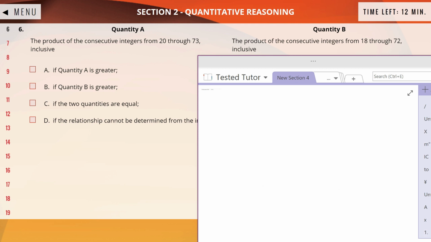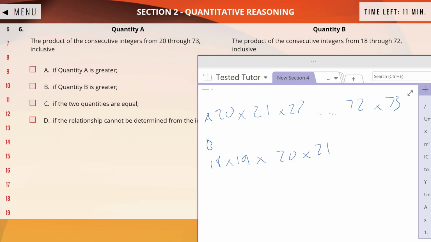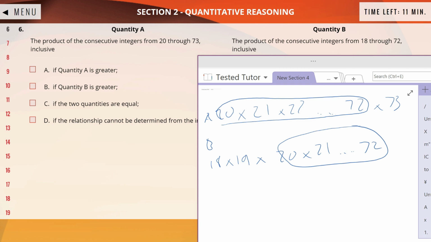Seems really hard, but it shouldn't be because these two have massive overlap, right? Quantity A is 20 times 21 times 22 all the way up to 72 times 73. That's quantity A. Quantity B is basically the same thing, right? It's just 18 times 19 times 20 times 21 all the way up to 72. So these, they all have in common. From here to here, it's all in common. So the only difference between quantity A and quantity B is quantity B has an extra 18 times 19 at the beginning, and quantity A has a 73 at the end.